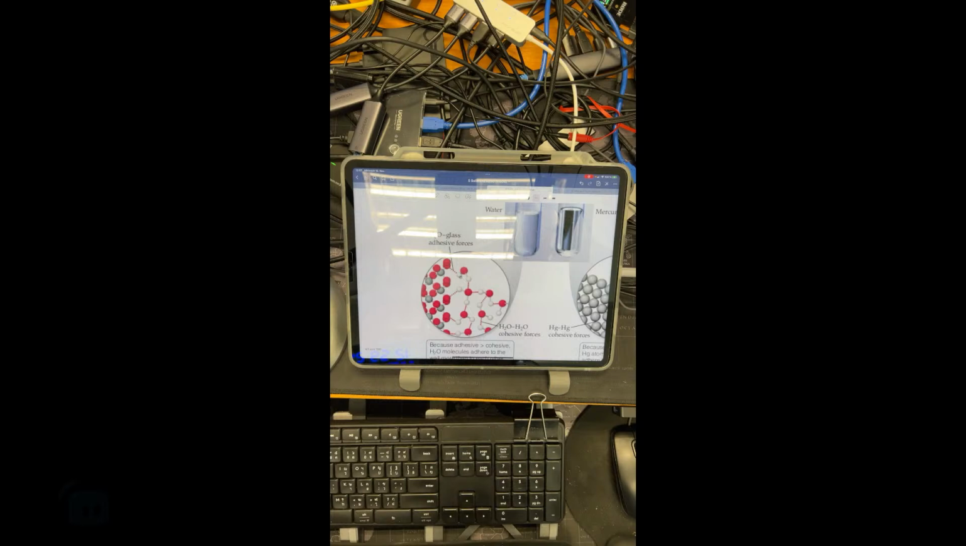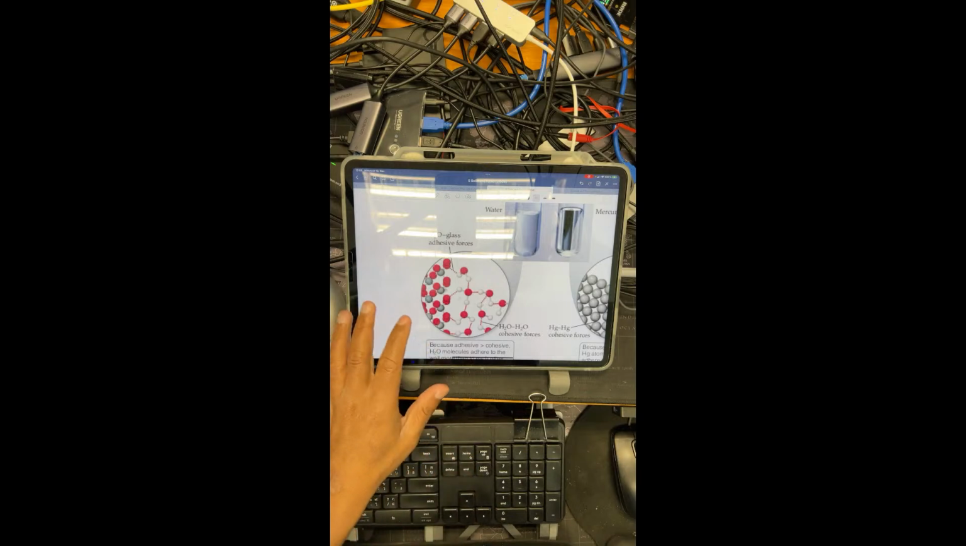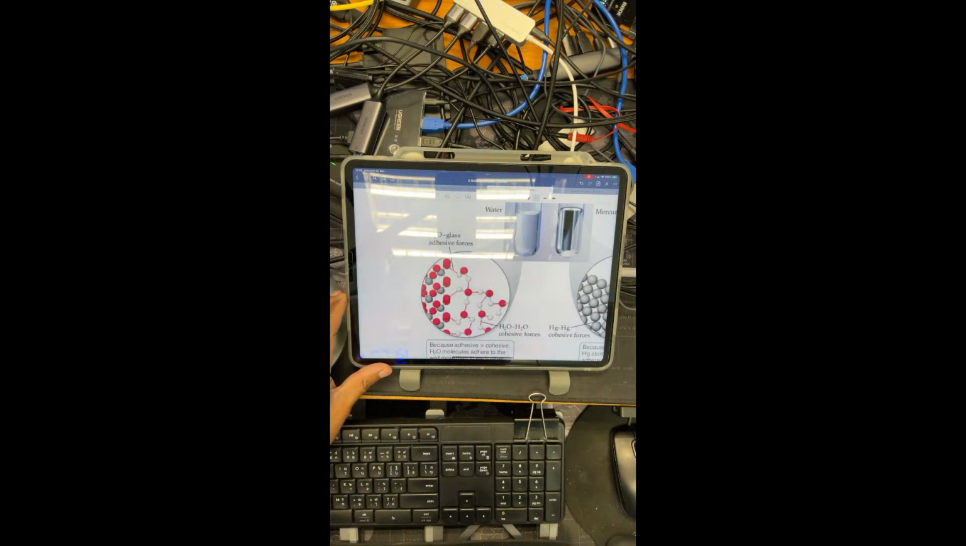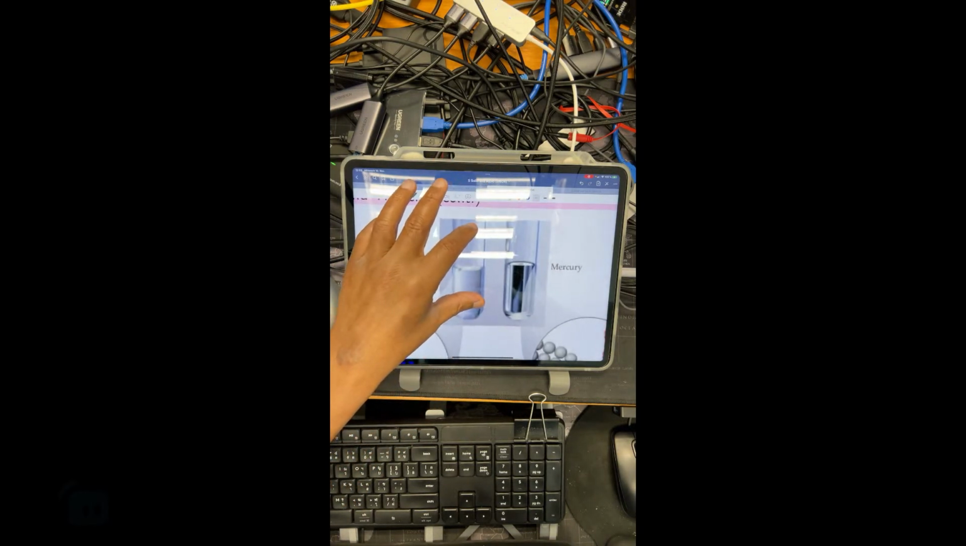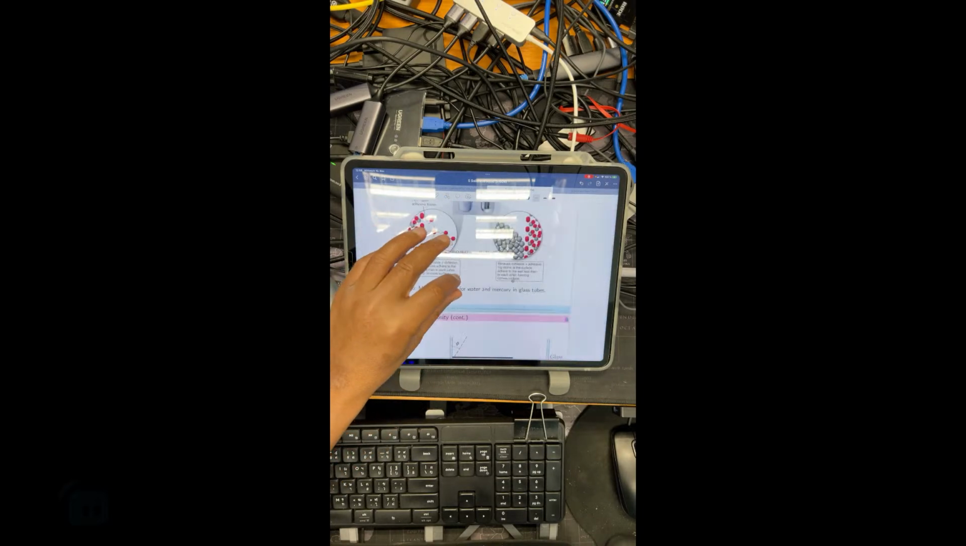Okay, in the water case, we have more adhesive force than the cohesive force. The molecules in the water don't attract each other so strongly, so that's why they are going to be attached to the glass. Okay, and that's why we can see this shape. If the figure is not clear enough, let's go ahead to the next one.